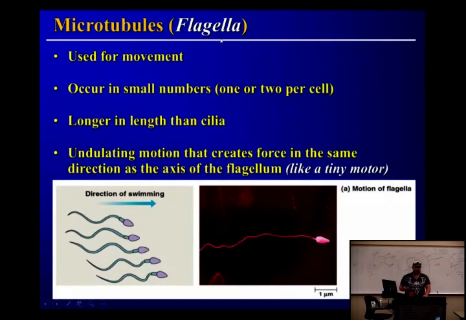So flagella are different. Usually there's one or two per cell. In humans, a good example of this would be sperm, right? And the way that it works is it works kind of like a boat propeller, except instead of a metal propeller, you would have like a whip on it. So it just spins around and it flops around, and because it keeps going like that, it propels it in one direction forward. So it's not as graceful as cilia. It's kind of just flopping around. But that's how it works. So it's completely different.